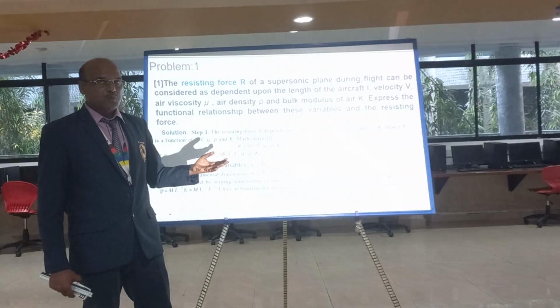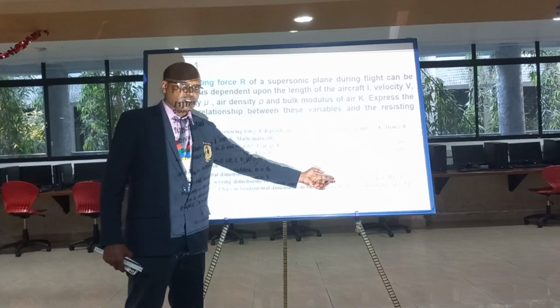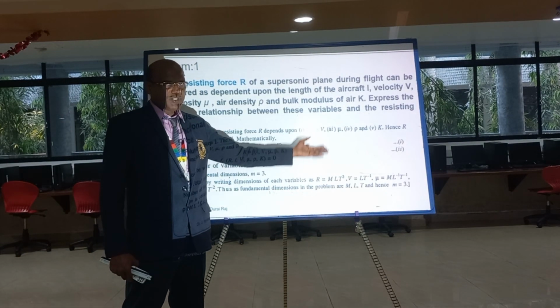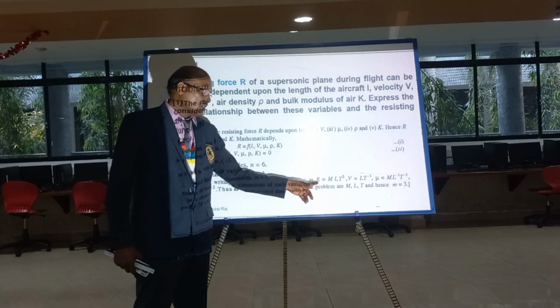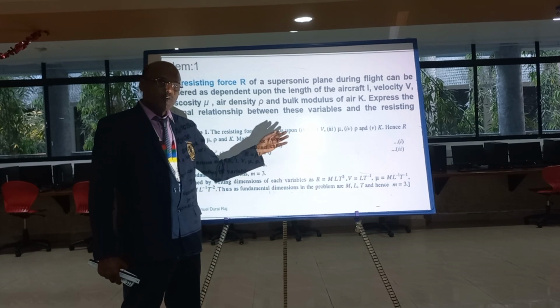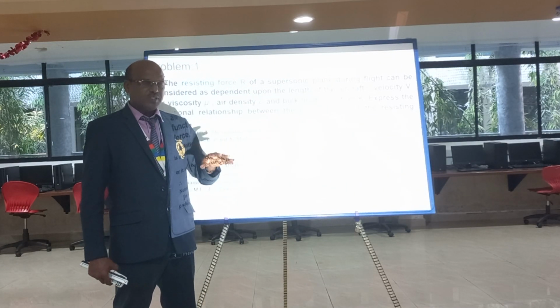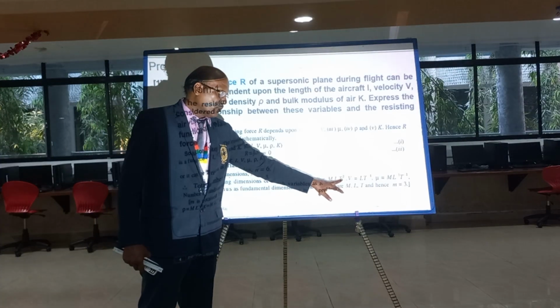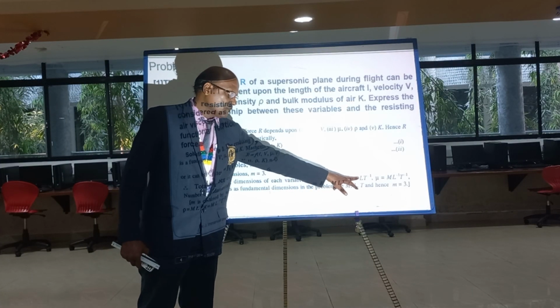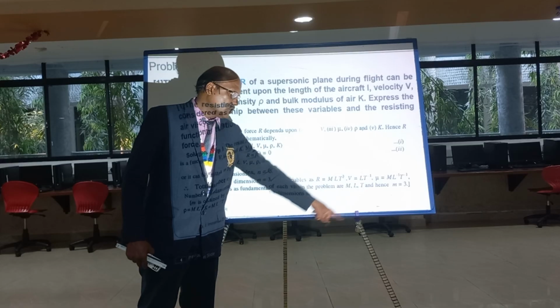In the previous video I explained how to find the dimensions of these. If you have doubt, you can refer to the previous videos on how to find these dimensions for resistance. Force equals mass into acceleration. Mass is M, acceleration is meter per second square, so M L T power minus 2. Velocity is meter per second, L by T, L T power minus 1.